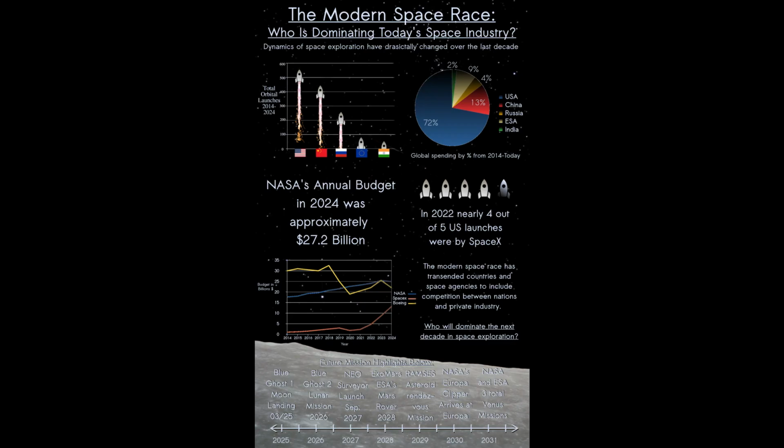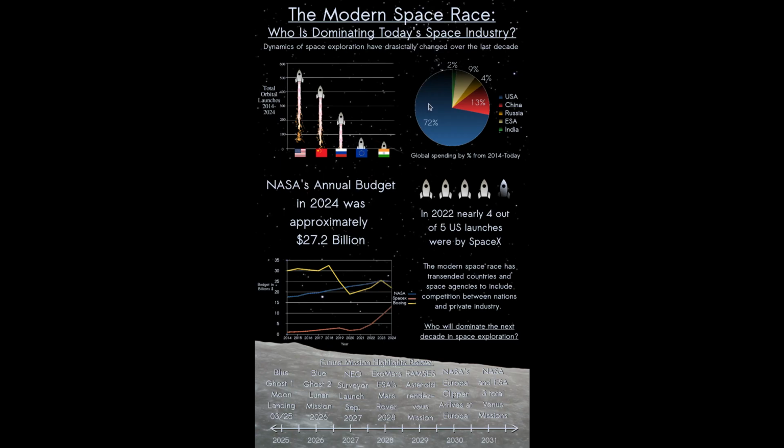What data display choices did I make? First, I chose a bar graph, which uses rockets with flames to represent the number of space launches per country over the last decade. I designed the graph to be visually engaging while effectively communicating a large amount of information at a glance.